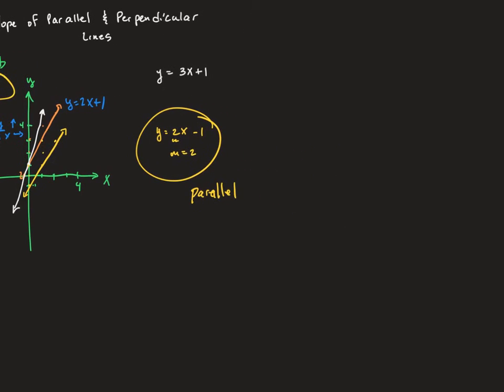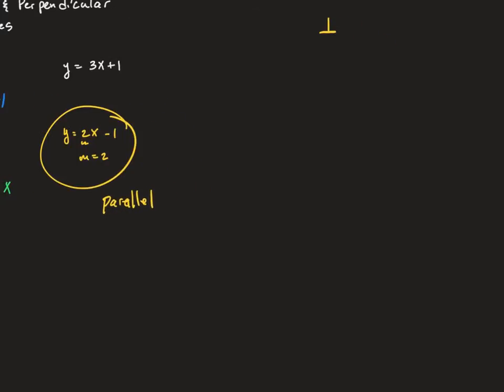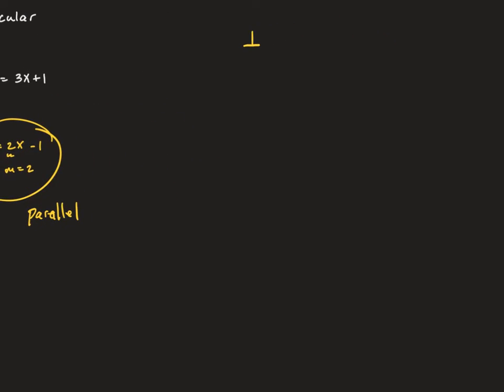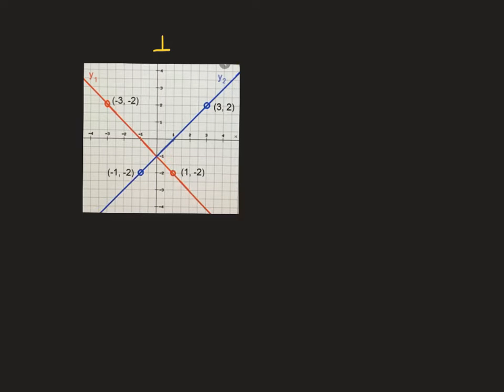Slopes of perpendicular lines. It's not a great symbol, but if you haven't experimented with this, perpendicular lines will have slopes that are negative reciprocals. So if I look at these lines, they're not parallel. They could be perpendicular, or maybe they're close to being perpendicular, but we need to check them.